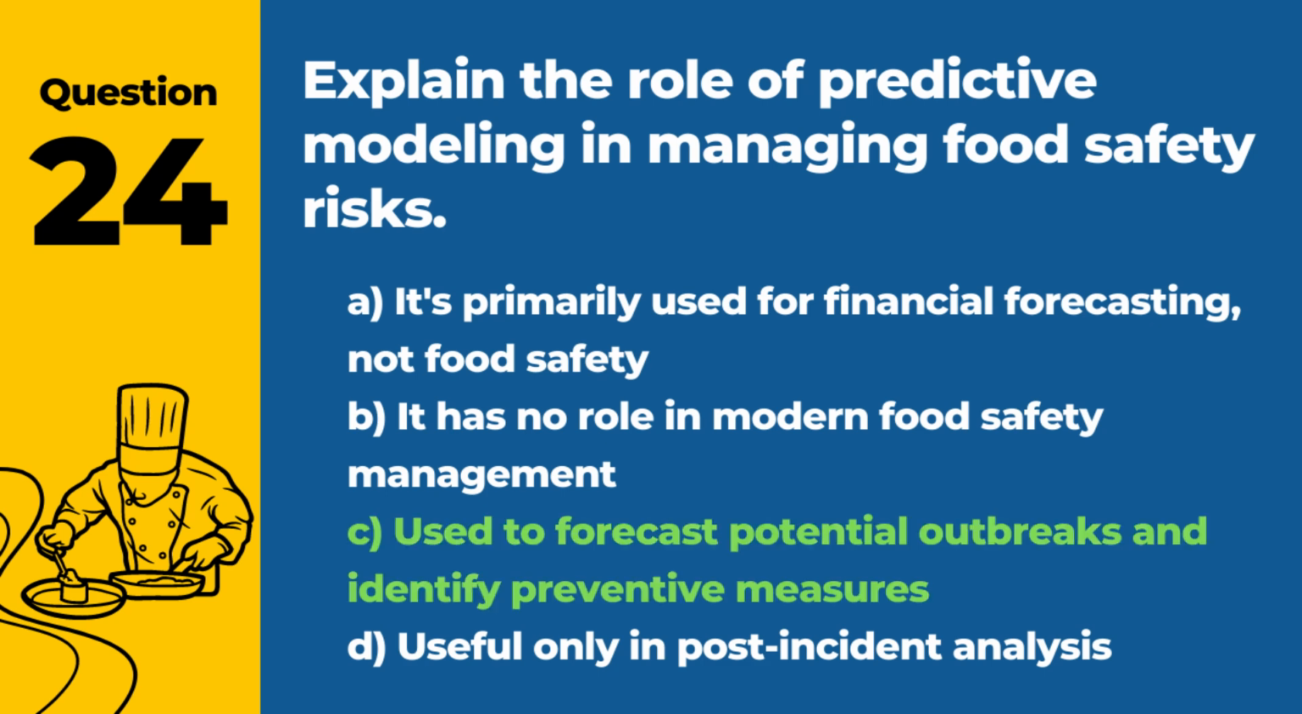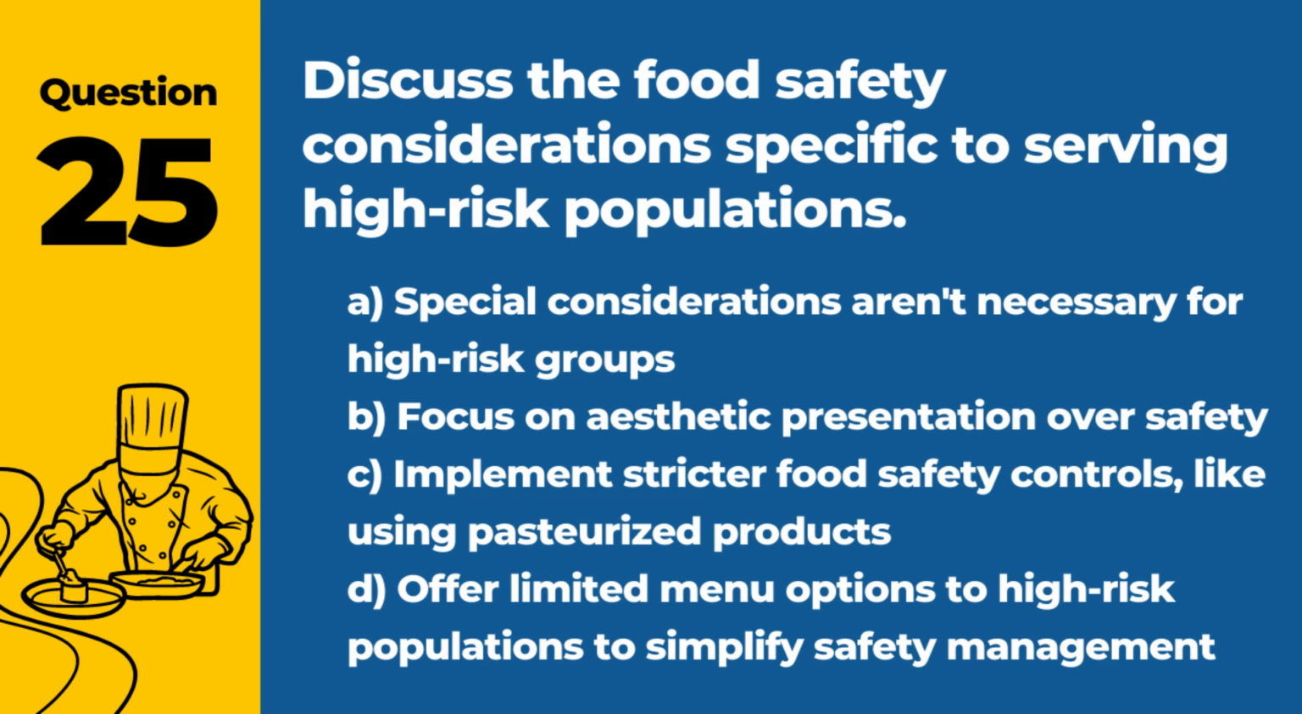Answer: C. Used to forecast potential outbreaks and identify preventive measures. Predictive modeling helps in anticipating food safety risks and implementing proactive strategies to prevent them. Question 25. Discuss the food safety considerations specific to serving high-risk populations.